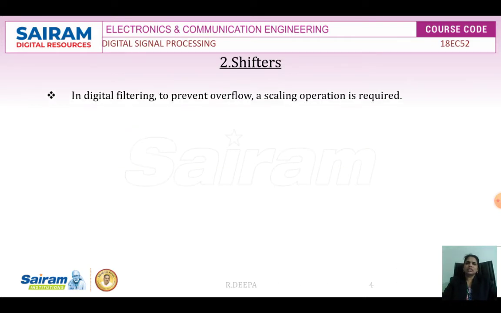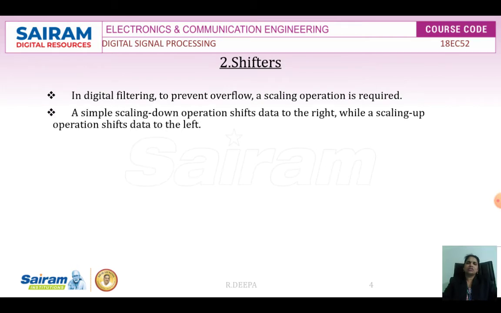And the second hardware unit is the shifter. This shifter is basically used in order to prevent overflow. Whenever you do some operations, the result can be more than the assumed data range, so we say that overflow has occurred. This overflow can be prevented using the scaling operation. In order to do the scaling operation, we make use of shifters in the digital signal processor.